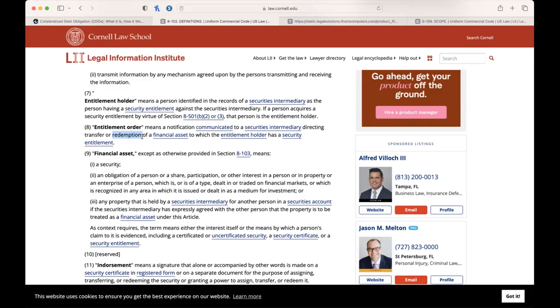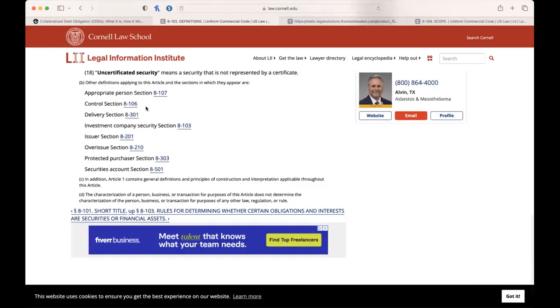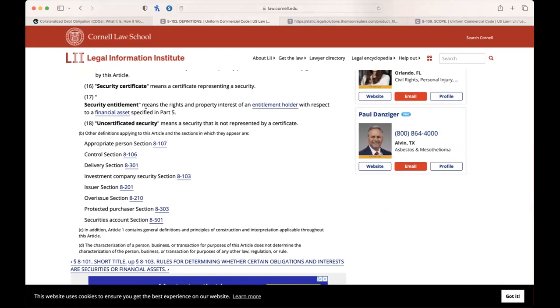So you're redeeming it. Redemption means redeeming a financial asset to which the entitlement holder has a security entitlement. So you are the entitlement holder and you have a security entitlement. I think I read that one. Let me click again for you. Yeah, we just read that one, which is a very small definition, and I don't even know if it gives you clarity, but it means the rights and property interests. So of course we have an interest in the property and we have rights to make claims to it.